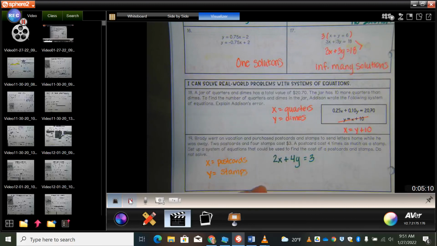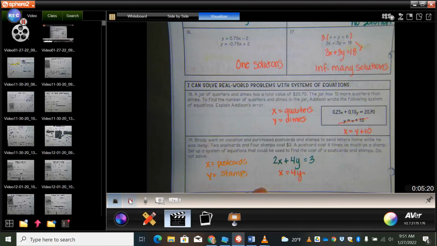The second one, it said a postcard is 4 times as much as a stamp. So x is 4 times as much as our stamp, which is y. Set up a system that could be used. Oh, okay, there's our system. Do you notice it says do not solve? So that's as far as we have to go in this.